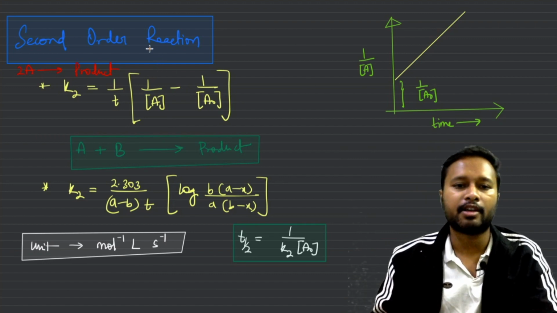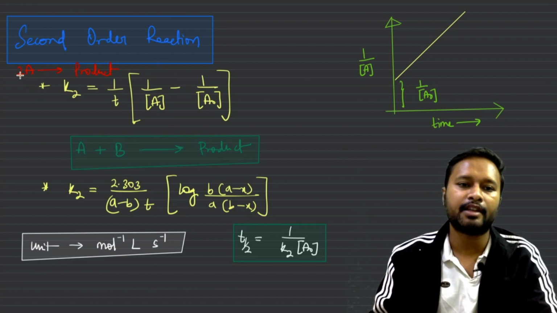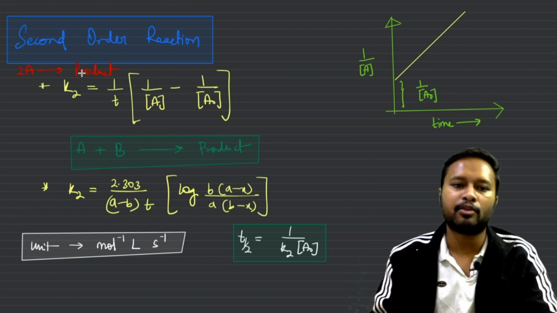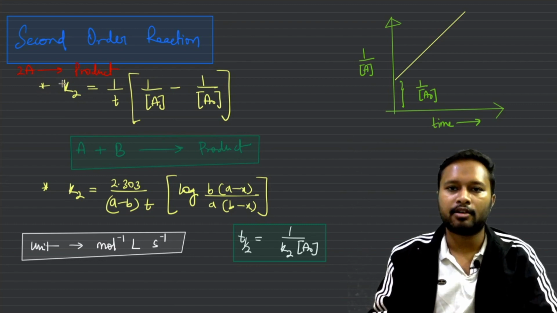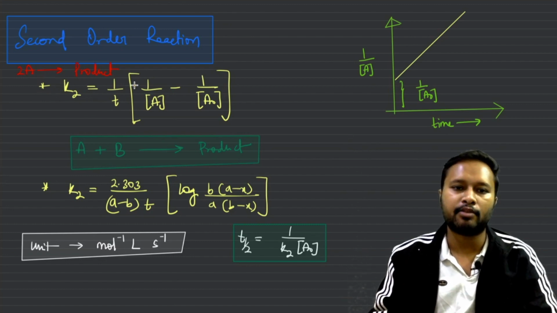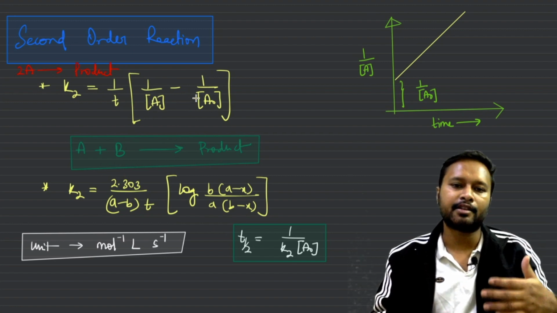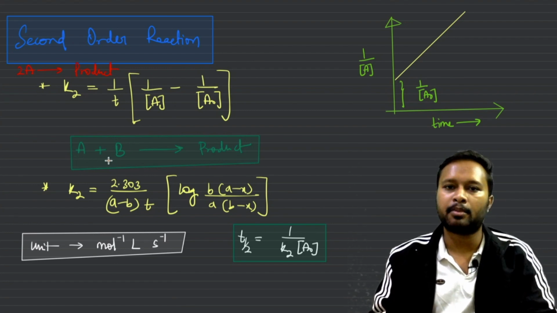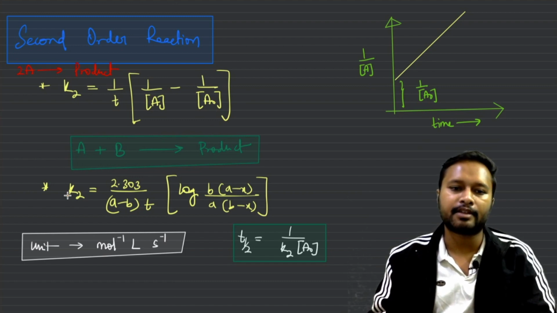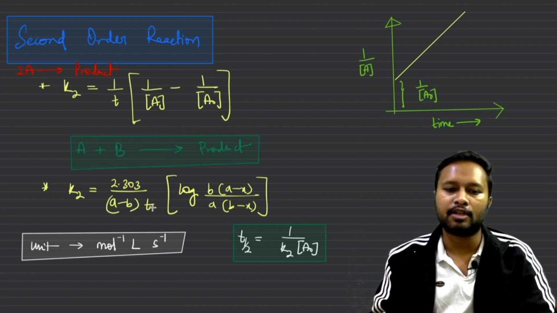Let's talk about the second order reactions now. A second order reaction is the one in which, let's say, 2A, like 2 moles of A, is giving you product, so both the reactants are of the same kind. The rate constant is given as K2 = 1/t (1/A minus 1/A naught), where it's 1 upon final concentration minus 1 upon initial concentration of A. Now let's say you have two different reacting molecules, A and B, and they are giving you product. In that case, your rate constant K2 will be given as 2.303/((a minus b) t) log b(a minus x)/(a(b minus x)).